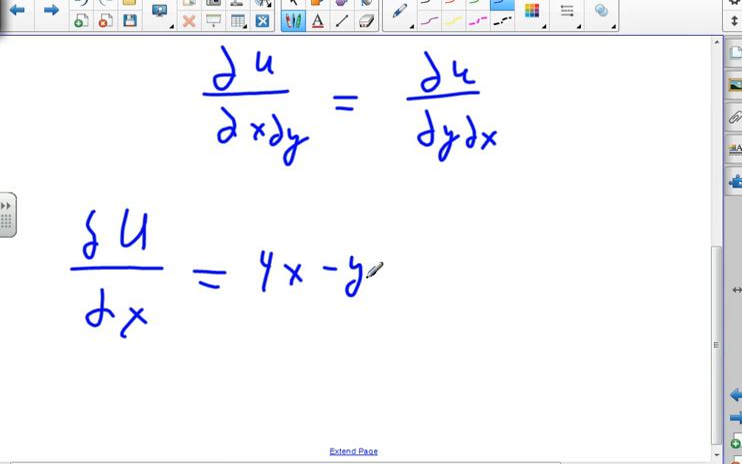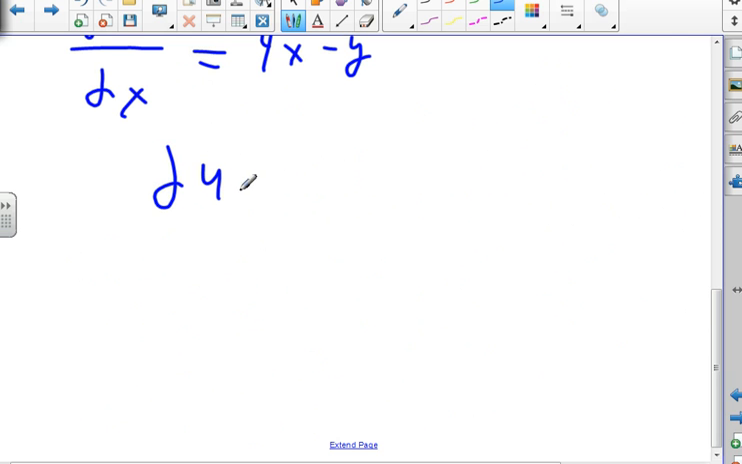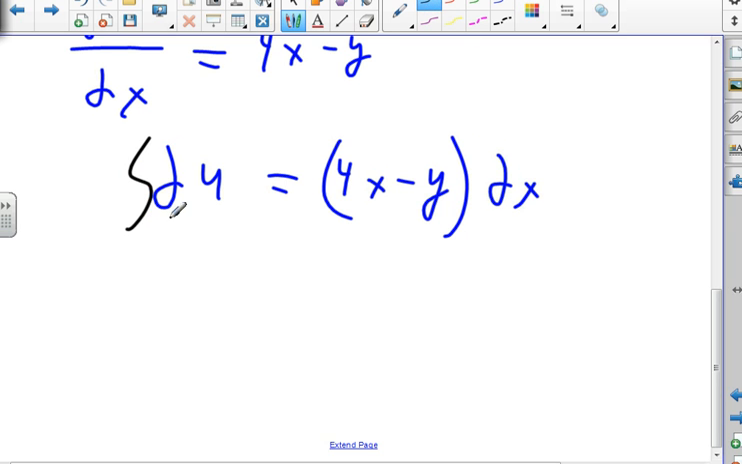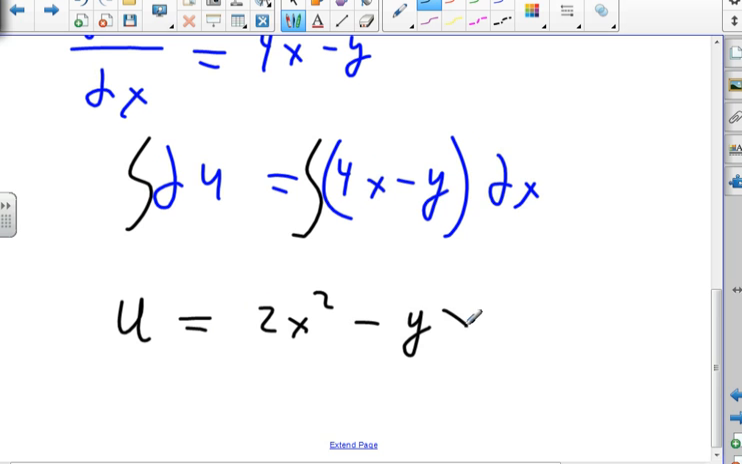4x minus y. So the partial of u is equal to 4x minus y, the partial with respect to x. I integrate both sides, and I get that u is going to be 2x squared minus yx plus some constant that's in y only. Okay, it's not a constant in that it's a number, but it's a constant in y only, because when I take the partial with respect to x, it goes away.